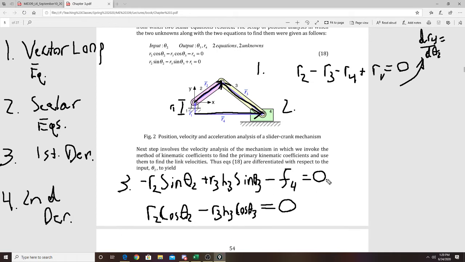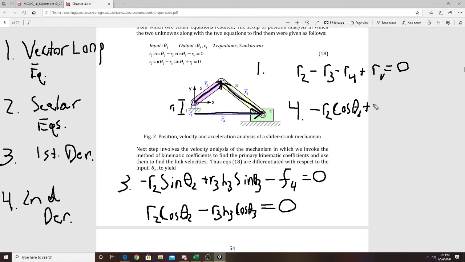There. So now we are on to step 4, which is the second derivative of the original scalar equations. So we're going to start off really fast by doing R2 sine theta 2. So that is this one right here. This one will be minus R2 cosine theta 2. And now we have to do plus R3 H3 sine theta 3.